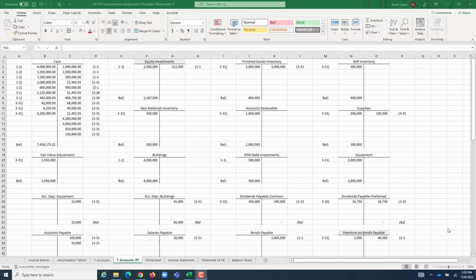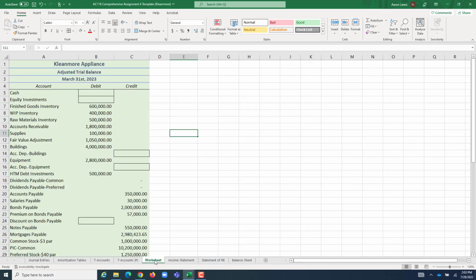Now that we've gone through and found the balance of all of Cleanmore Appliances' T accounts, we're one step closer to preparing our financial statements for the period. One thing we need to do before we begin to prepare those financial statements is make sure that we have debit-credit equality, that our debits equal our credits, and that is done on the adjusted trial balance.